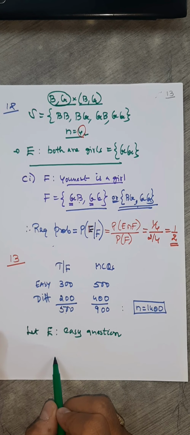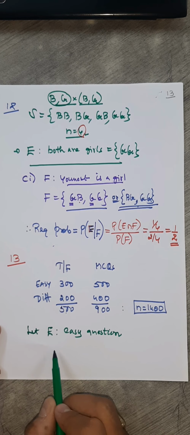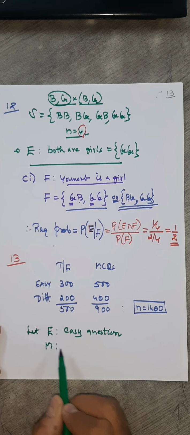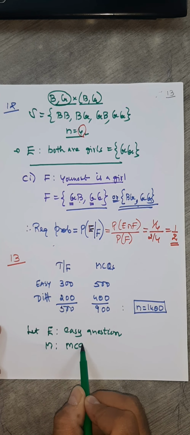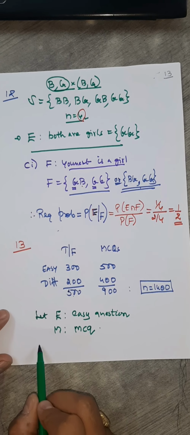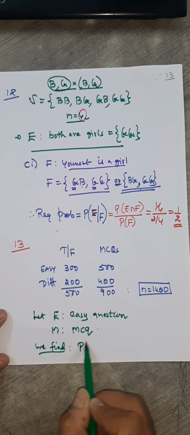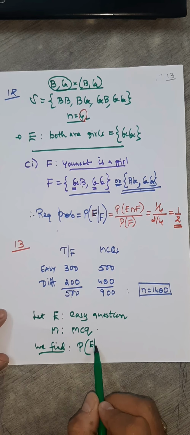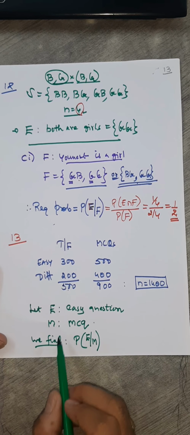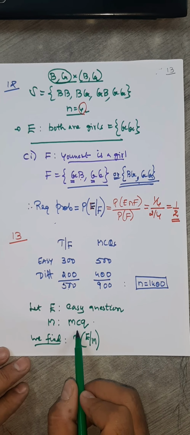And which event are you already given? It will be an easy question, given that it is a multiple choice question. So I'll call that M. This event has occurred: multiple choice question. Okay, and what do we want to find? This is the required probability: the probability of an event E given the event M. It's an easy question given that this event has already occurred.